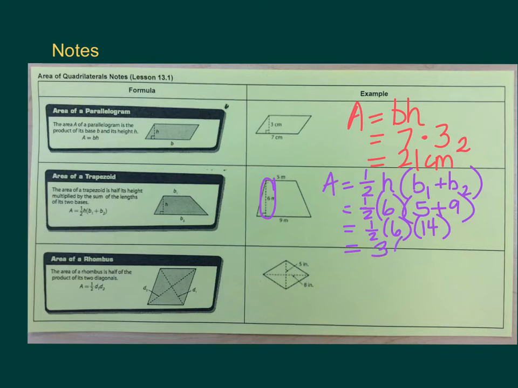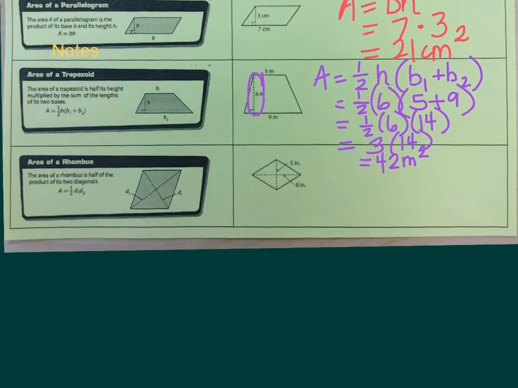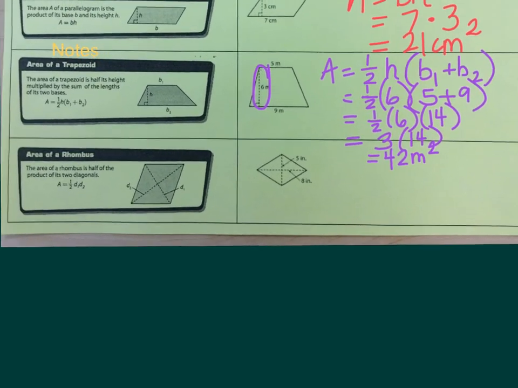And then I'm multiplying it by 14. 3 times 14 equals 42. And we're looking at meters squared. I'm going to give myself a little bit more room on this last one.